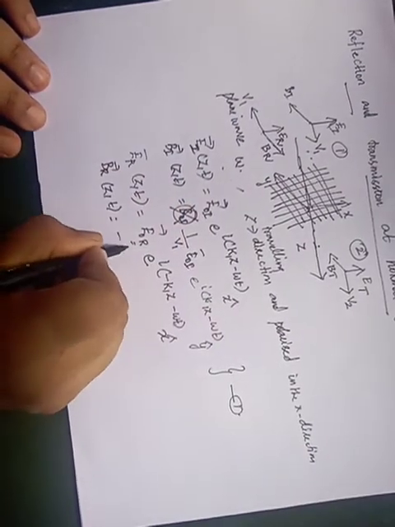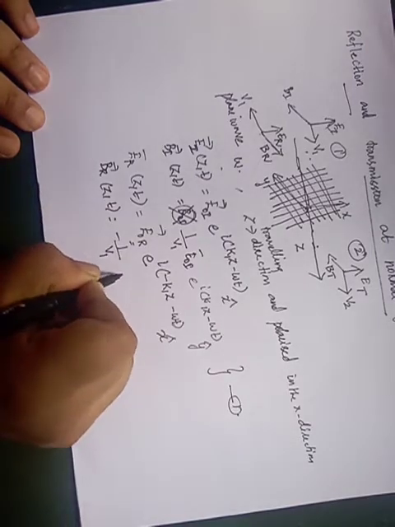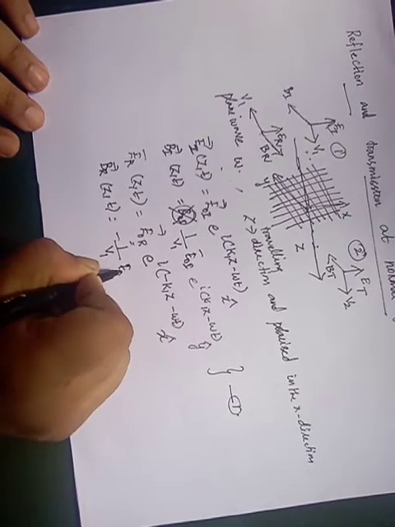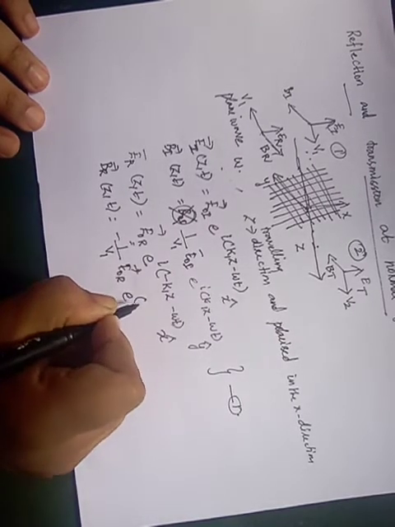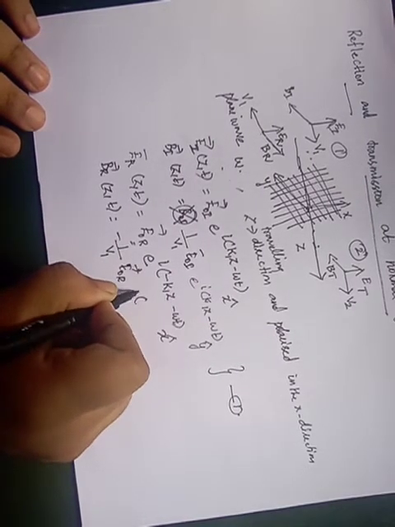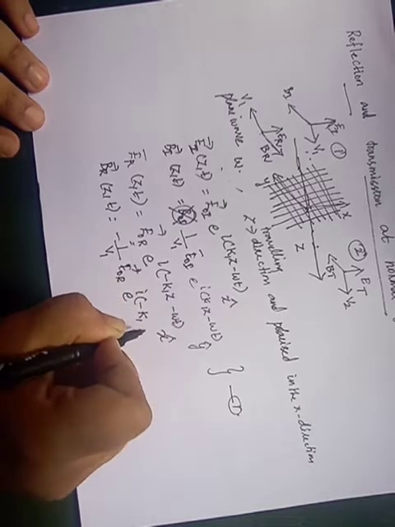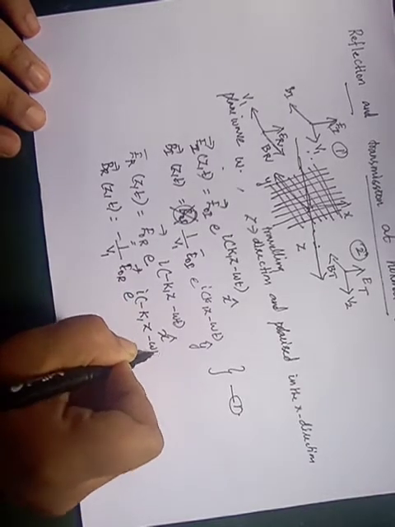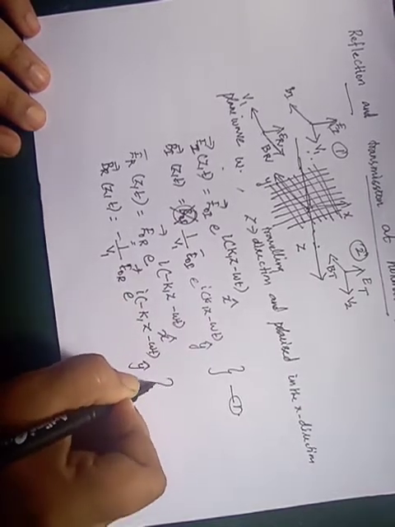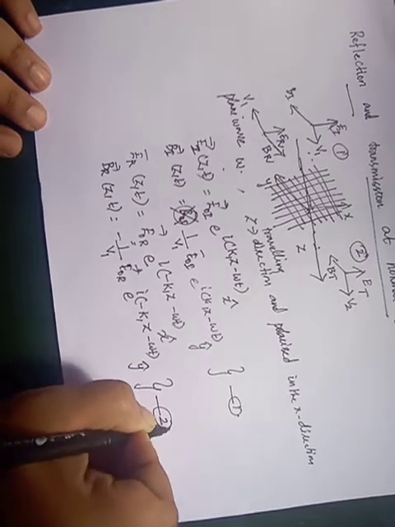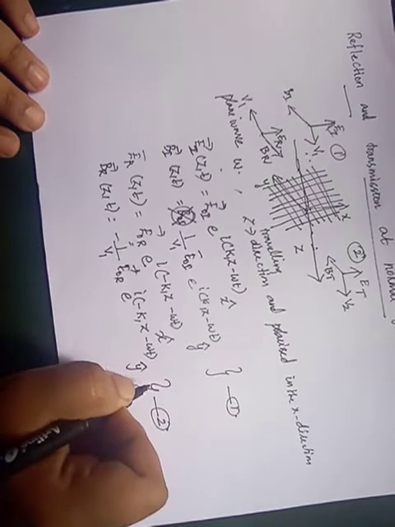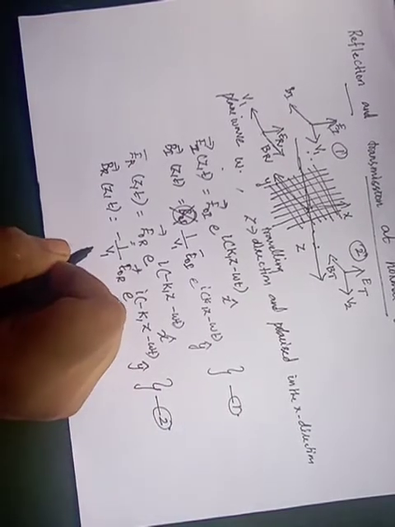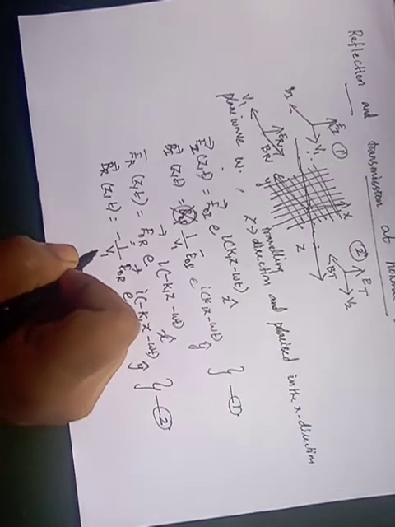So we write minus 1 by v1 E naught R, the reflected electric field amplitude, e power i minus k1 z minus omega t into y cap. This is the reflected electric and reflected magnetic field.